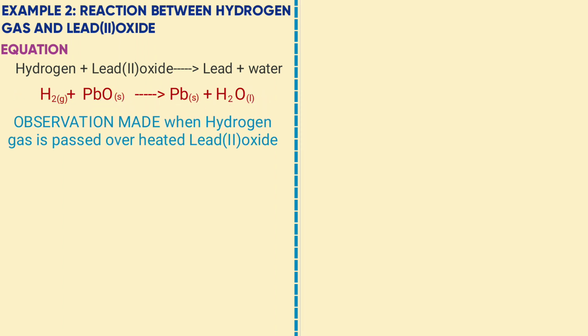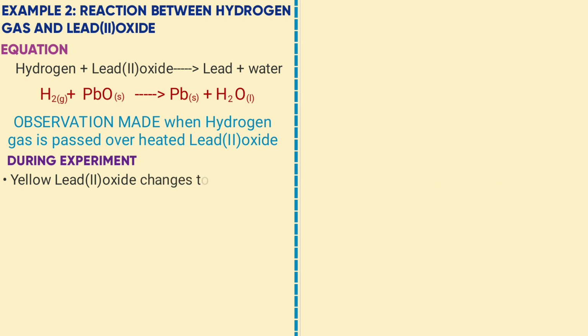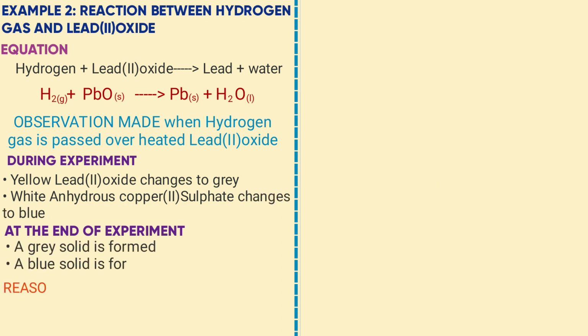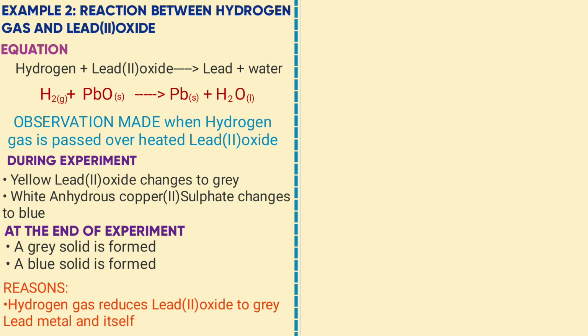Observation made during the experiment: yellow lead oxide changes to gray, white anhydrous copper(II) sulfate changes to blue. At the end of the experiment, a gray solid is formed and a blue solid is formed. Reason for the observation made: hydrogen gas reduces lead(II) oxide to a gray lead metal while itself oxidized to water. The water formed combines with the anhydrous copper(II) sulfate to form hydrated copper(II) sulfate.